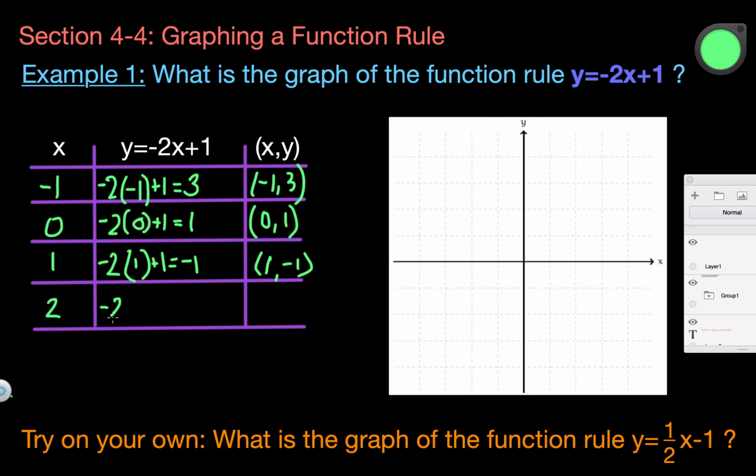Same thing down here. -2 times 2 plus 1. -2 times 2 is -4 plus 1, -3. So we get 2, -3. And we're going to plot these points.